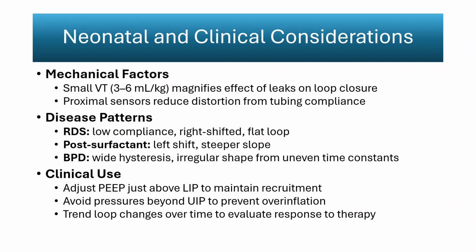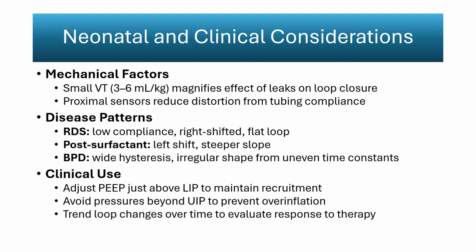In neonates, the pressure volume and flow volume loops are strongly shaped by the very small tidal volumes used in ventilation. When tidal volumes are only 3 to 6 milliliters per kilogram, even a modest leak around an uncuffed tube removes a significant portion of the delivered or returned gas. Because the loop displays only the measured volume, any loss appears as incomplete loop closure or a distorted expiratory limb. Small volumes magnify this effect, making leaks much more visually prominent than in older children or adults.